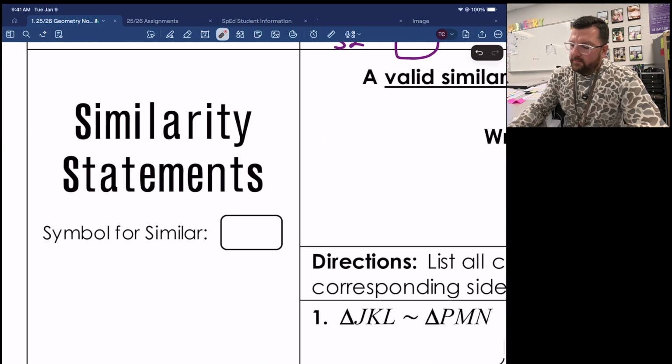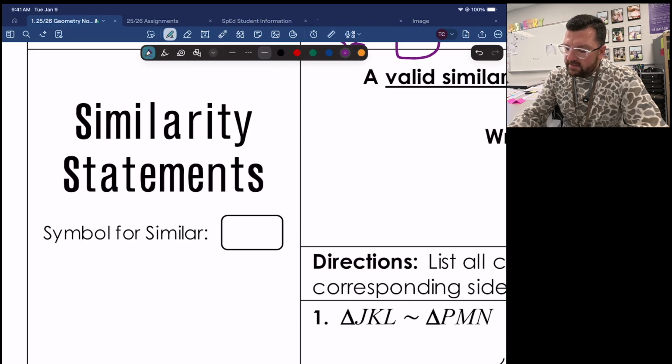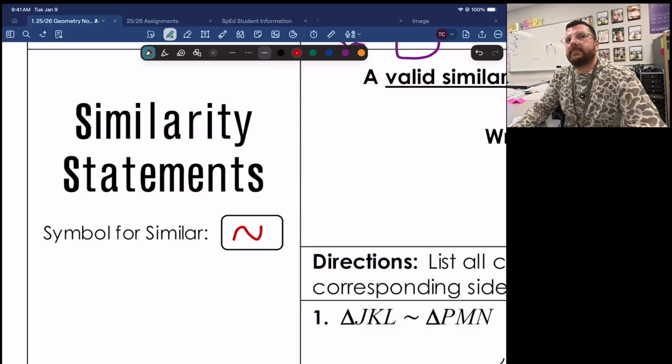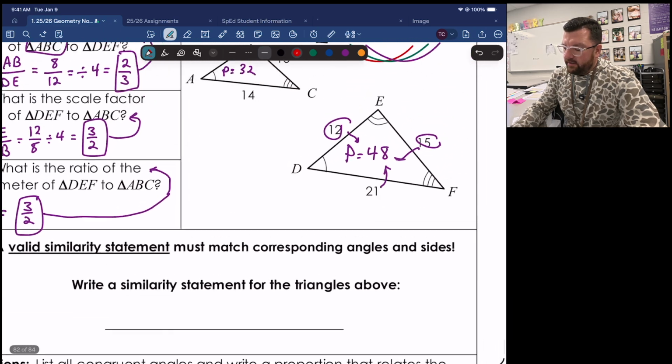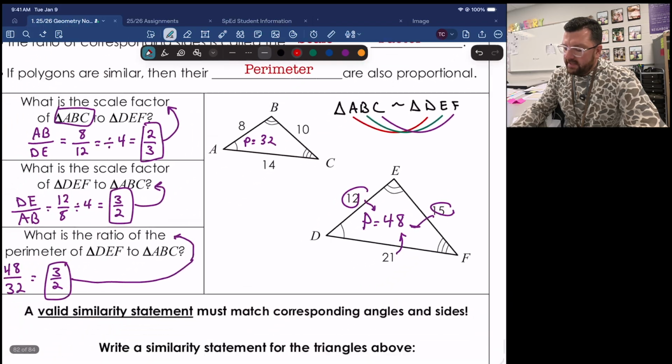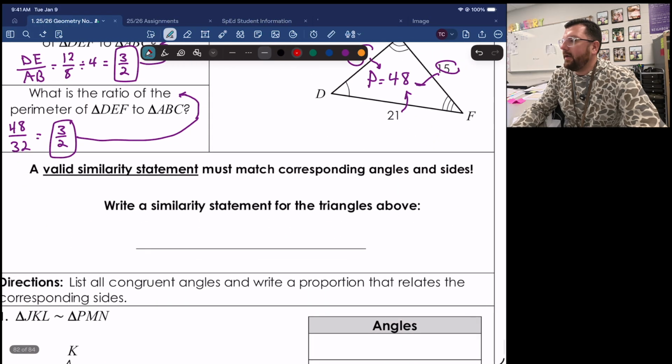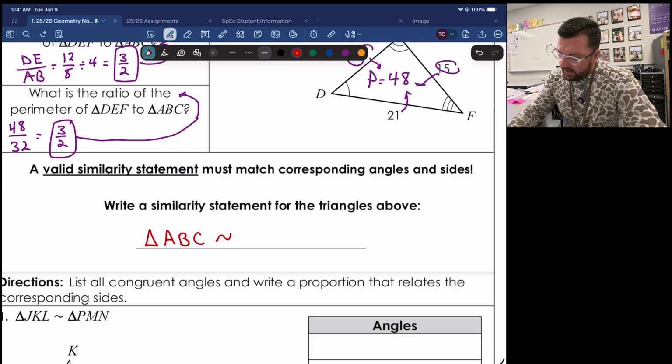Similarity statement. We already drew it, but the symbol for similarity is like this sideways S. And we already wrote a similarity statement. We actually did it right here for these two triangles, and it says a valid similarity statement must match corresponding angles and sides. So let's just rewrite what we wrote. Triangle ABC is similar to triangle DEF.